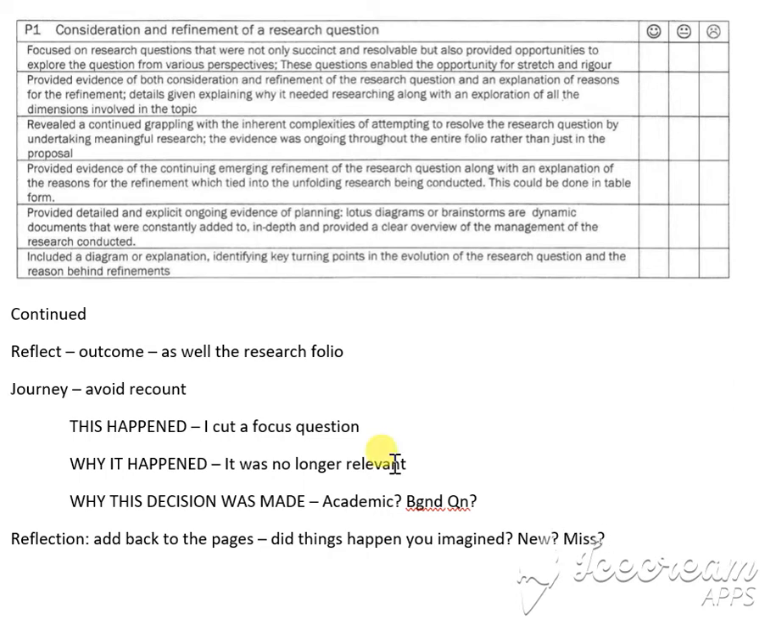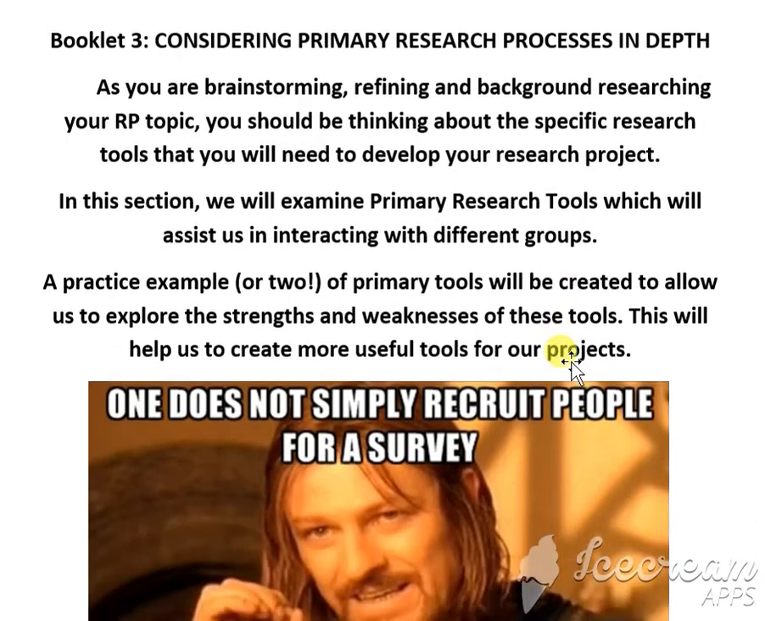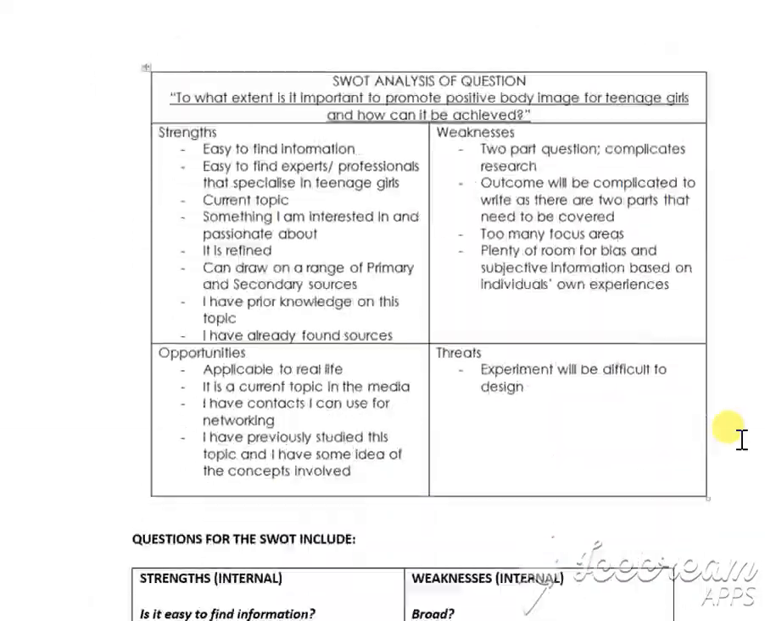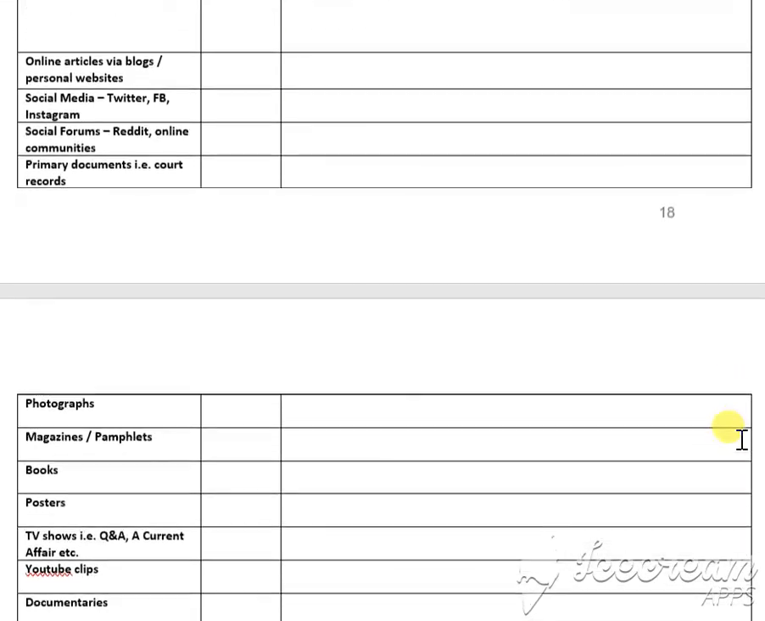Okay, so P1, again, go back to your booklet 6, and have a look at all those different activities that we asked you to go through. Breadth is as important as depth, okay? So make sure that you're picking ones that are relevant.